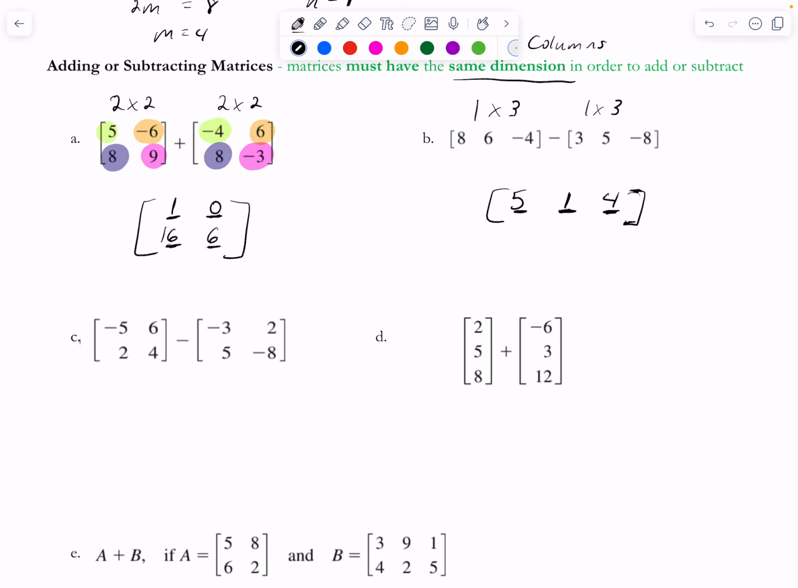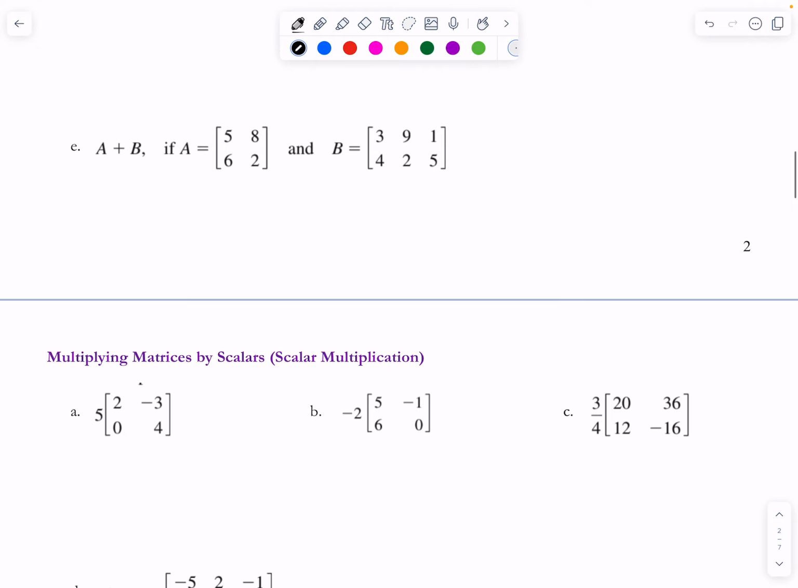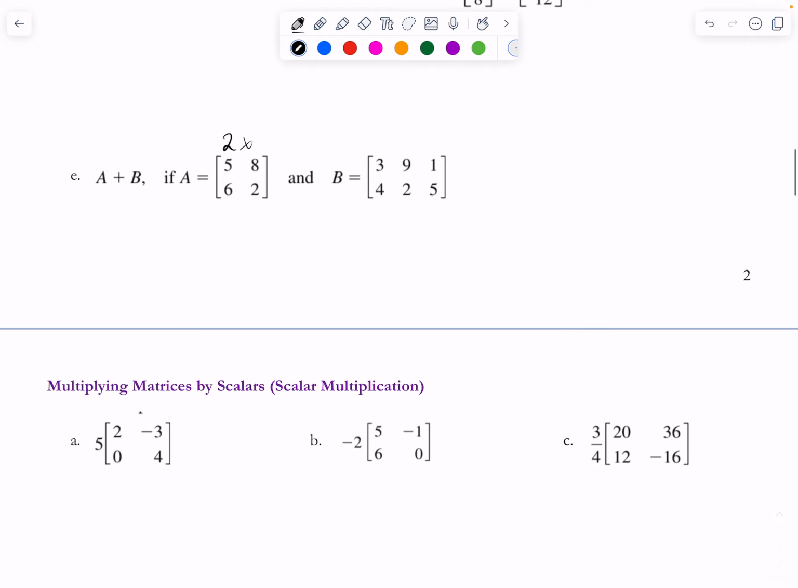All right, I'm not going to do C or D, but you definitely could do those because they have the same dimensions. But if you look at part E, you would notice that our A matrix is 2 by 2, 2 rows by 2 columns, and our B matrix is a 2 by 3 matrix. Now those dimensions are not the same, so if they're trying to have you add A plus B, this would not be possible. The dimensions have to be the same. Okay, so that's a quick overview on adding and subtracting matrices.